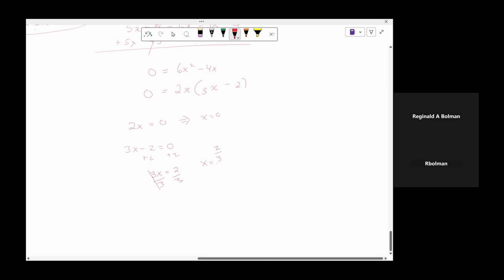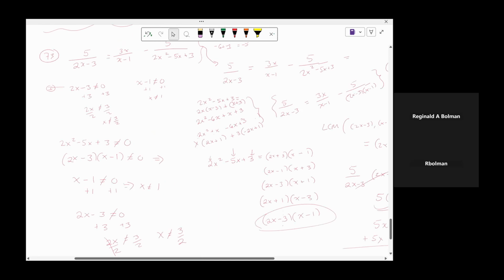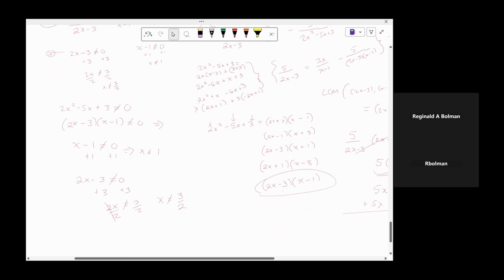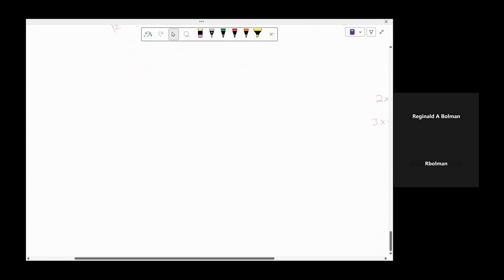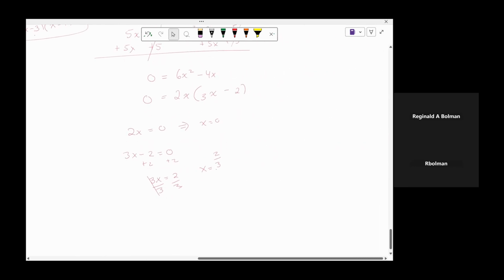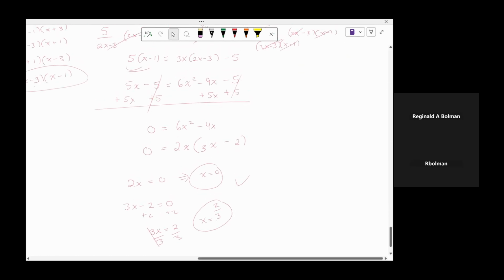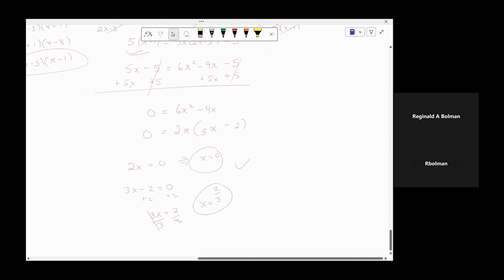Now, we're going to double check to make sure that we didn't violate any rules. We said that x could not equal 3/2, but what we actually have is x equal to 2/3, so we should be okay. We also said that x could not equal 1. So since neither of the solutions that we have are part of our naughty list, these will in fact be our solutions that are allowed.